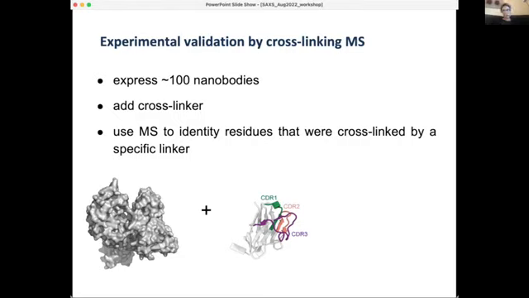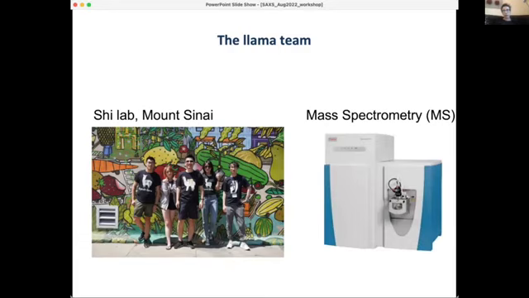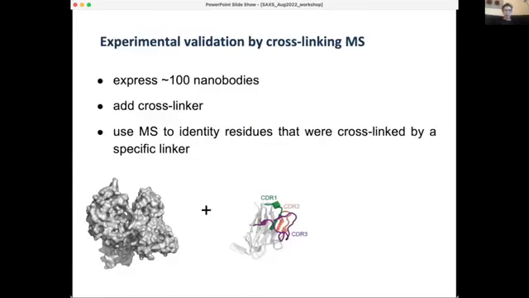You immunize the animal, and after a couple of months, you get the serum, and you identify the sequences that bind to your antigen using mass spec. Now they express around 100 of them, although they can identify thousands of sequences. And what we want to do is, again, find the epitopes.